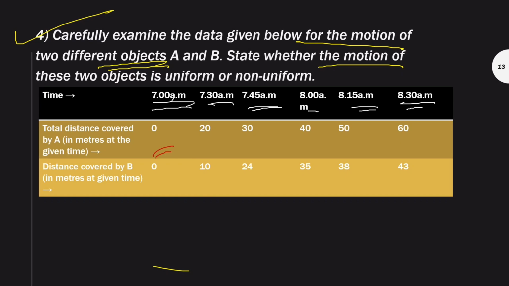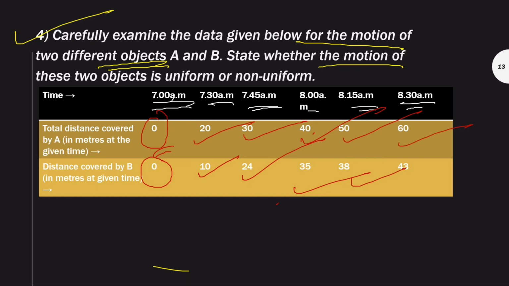So at 7 a.m. A covered 0 distance, whereas B also covered 0 distance. Then at 7:30, A covered 20, B 10. At 7:45, A 30 and B 24. Then again at 8 a.m., A 40 and B 35. Then at 8:15, A 50 and B 38. Then at 8:30, A 60 and B 43.